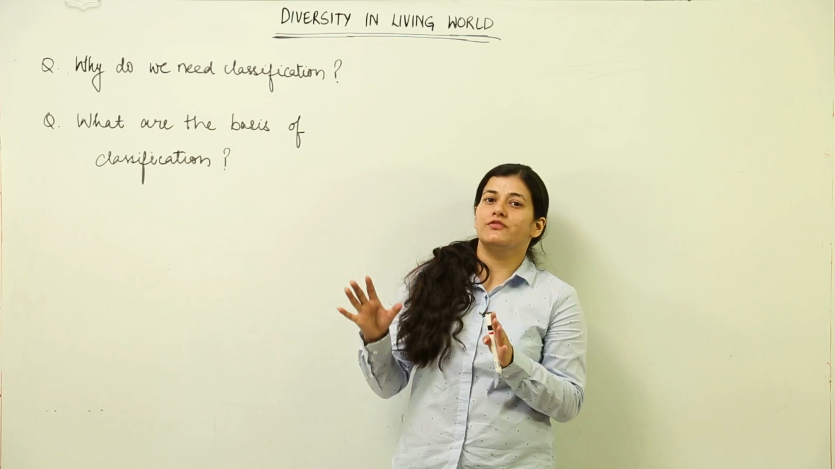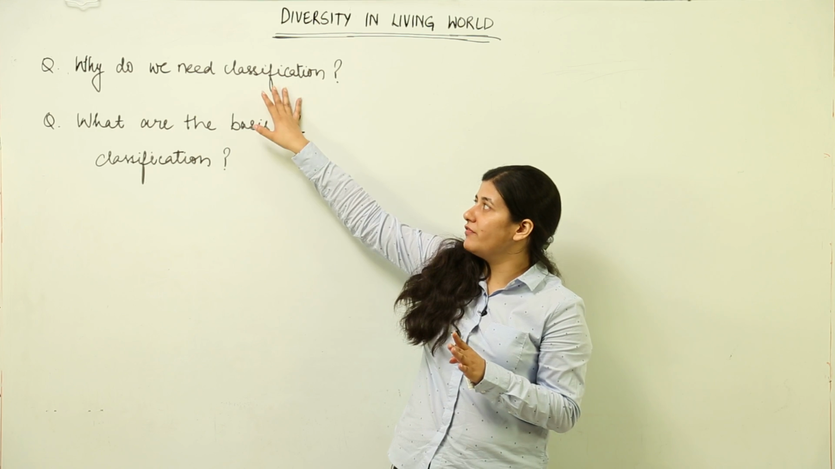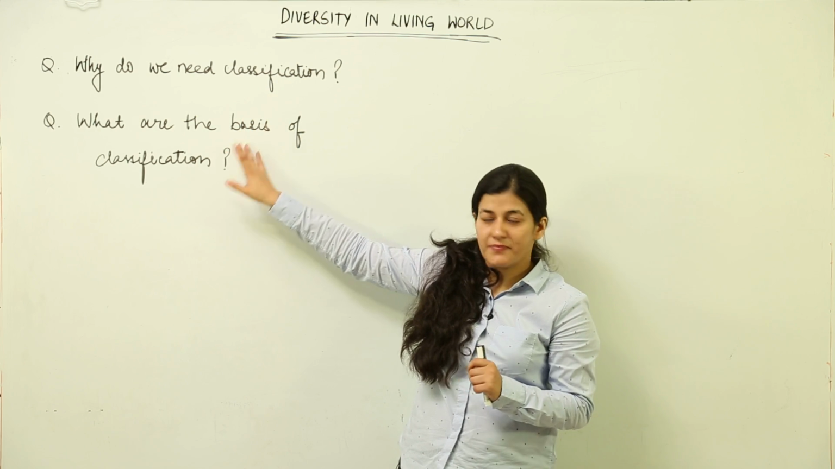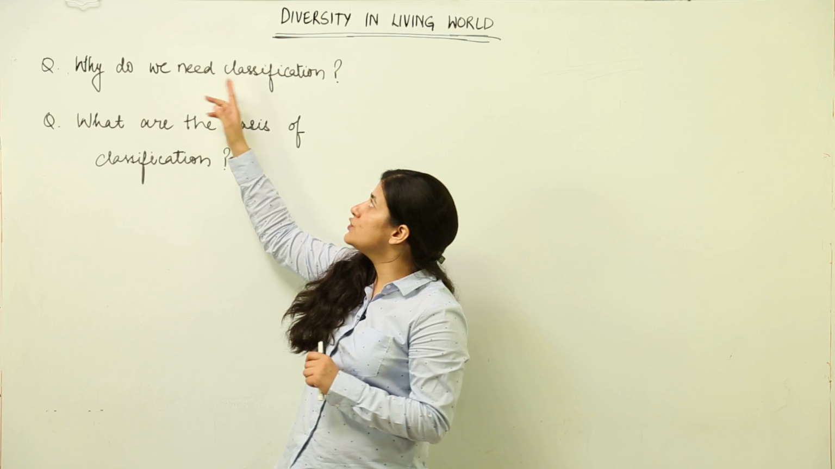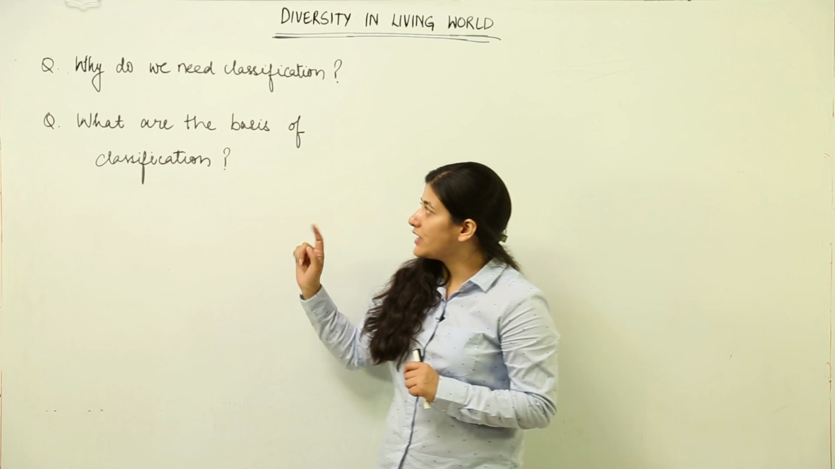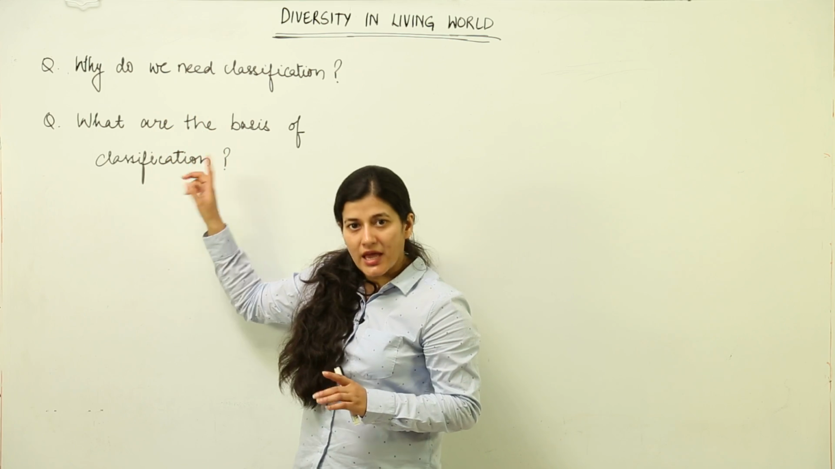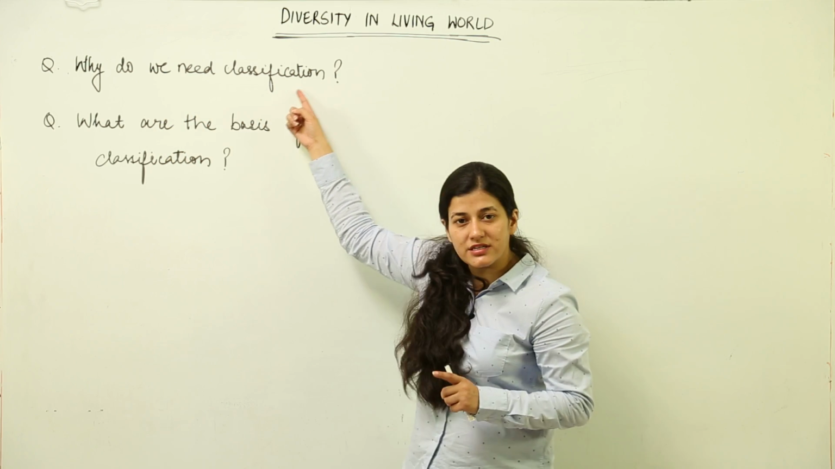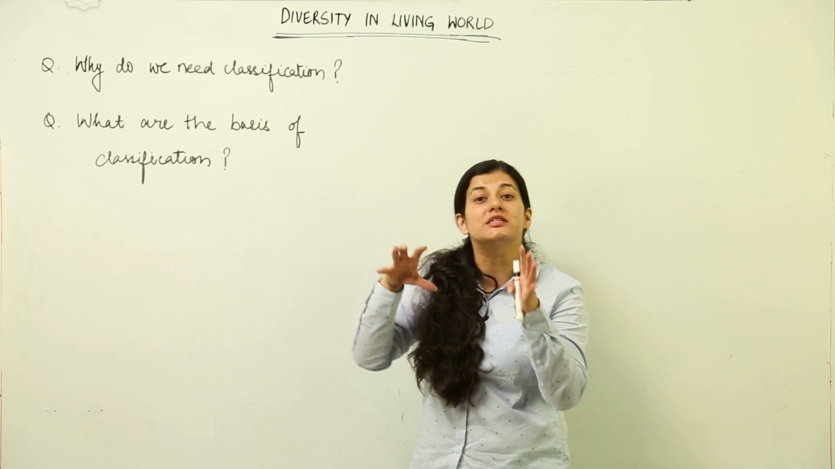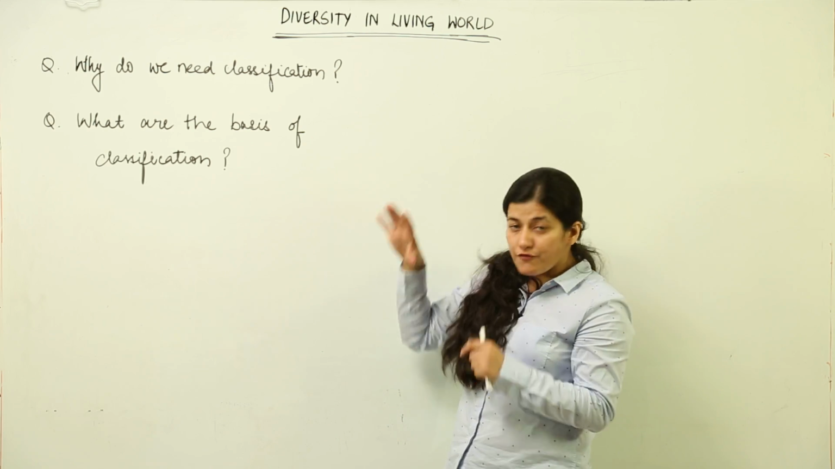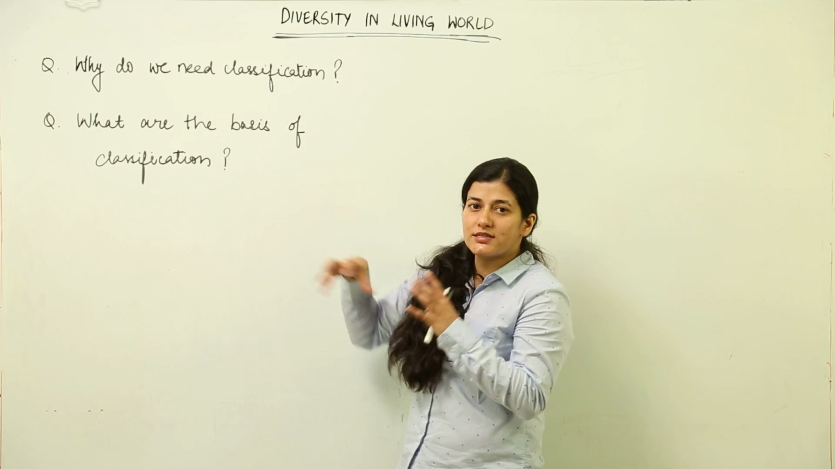Second, by the end of this lesson, we have to arrive at the answers to these two questions. First one is, why do we need classification? Second one is, what are the bases of classification? These are the two questions. Here the term classification comes into the scene. We have to see which classification we are talking about. Before that, let us see what diversity is.